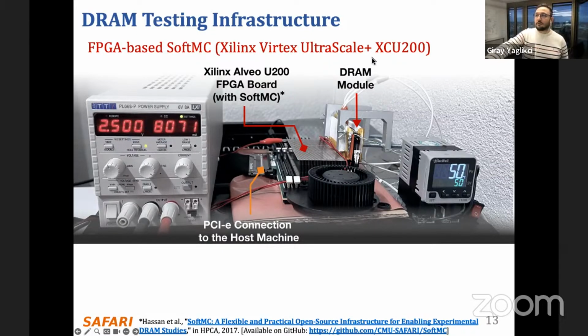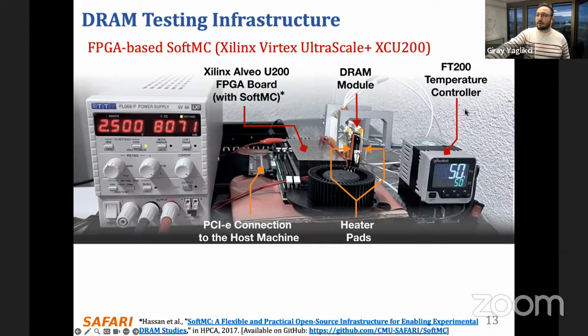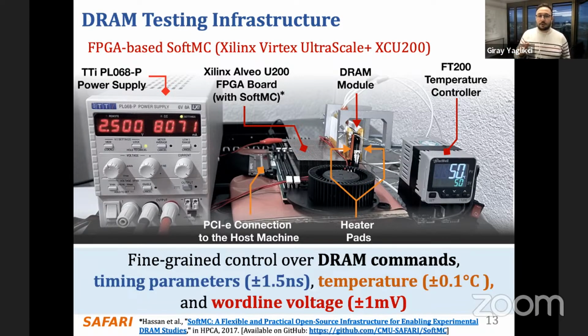This is a Xilinx Virtex UltraScale board that has some DDR4 DIMM slots. So we plug in a DDR4 DIMM here. This is our DRAM module. And we also clamp it with some heater pads from both sides. There's a sensor here that is connected to the temperature controller, so we can keep the temperature stable. And we also have a power supply here, from which we provide the voltage to VPP externally. So this setup overall gives us fine-grained control over DRAM commands, timing parameters, temperature, and the wordline voltage.